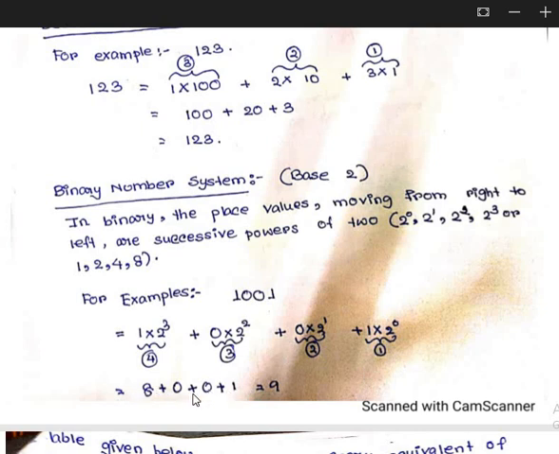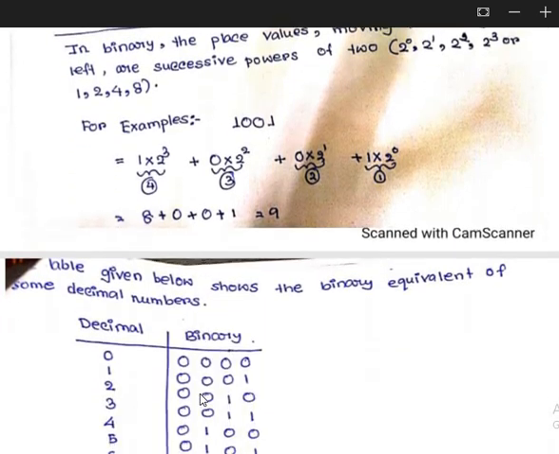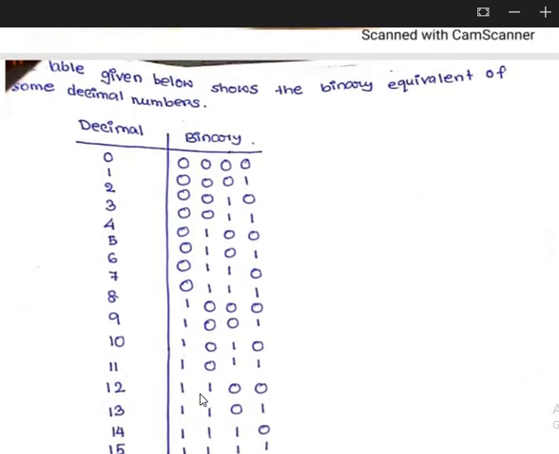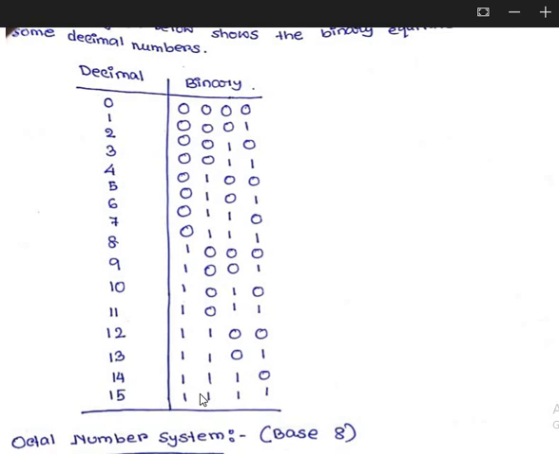So I will just add these numbers. Here also I have added this number, here also I am going to add this number, so I will get 9. Now here I am given a table of decimal to binary.